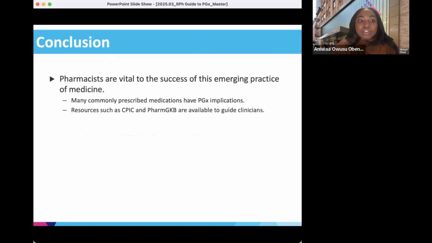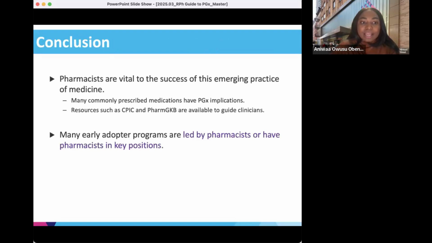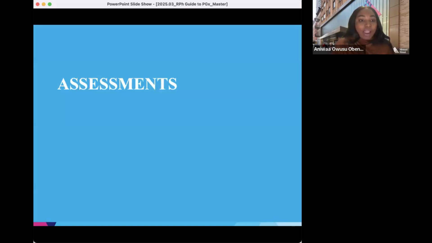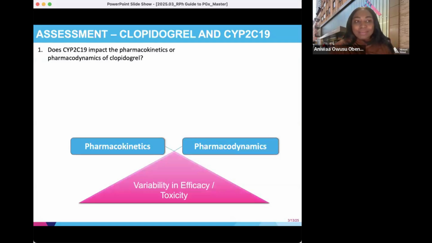But in conclusion, I believe that pharmacists are vital to the success of this emergent practice. There are many commonly prescribed medications that have pharmacogenomic implications. There are resources available to guide you. Many early adopter programs are led by pharmacists or have pharmacists in key positions. Even those that are led by physicians have pharmacists in very important roles. And pharmacogenomics is already an integral part of pharmacy practice, especially here at my institution, and I believe in the near future everywhere else. So I want us to just do a quick assessment for this lecture.